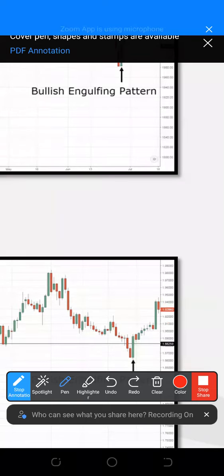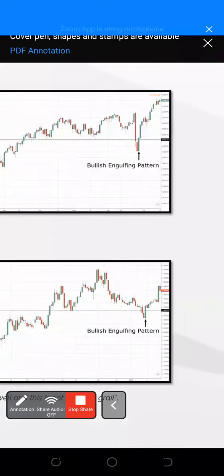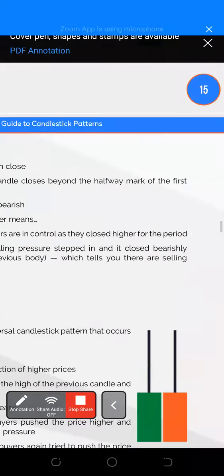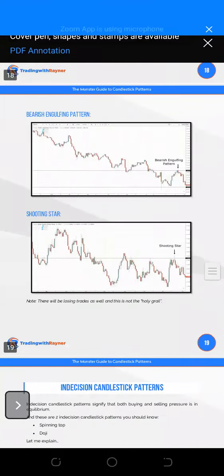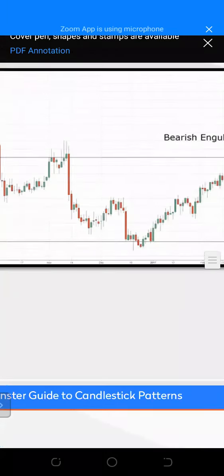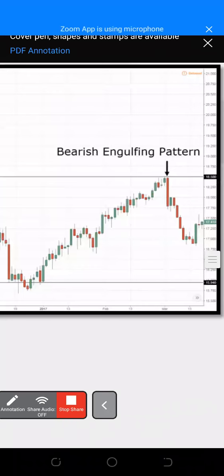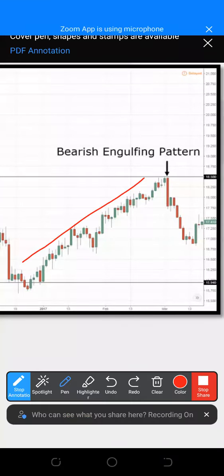But for bearish, on the other hand, the market is already at the top. The market is overbought. Look at this. The market is overbought at the upward trend. So at the resistance, you spotted the bearish engulfing pattern. So with this confirmation, you know that the market is coming on downward movement.